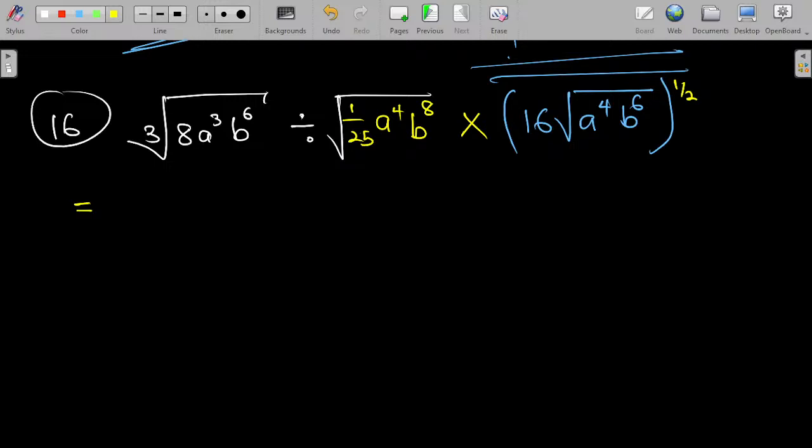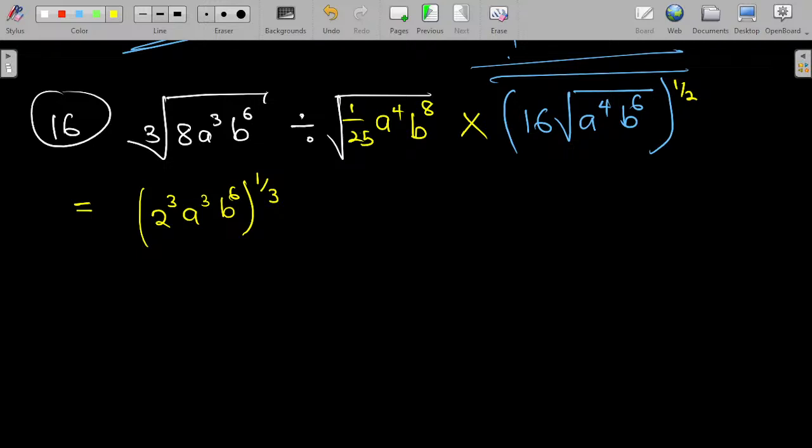We may choose to rewrite them and bring the one that is dividing down, or we can leave everything like this and still do our work. First of all, it will be good to change this cube root to a power of 1 over 3. Meanwhile, we can also change our 8 to 2 raised to power 3. Then a to the power of 3, and b to the power of 6, and everything is raised to the power of 1 over 3.